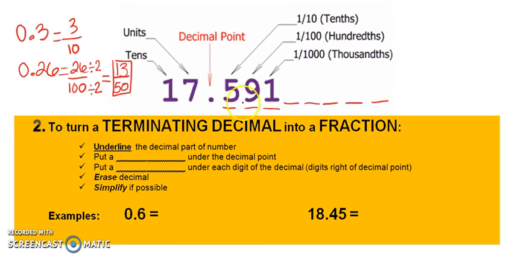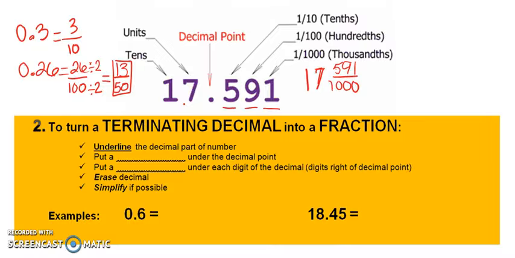Now let's go back to our original decimal number here, 17.591. We're going to write that as a fraction, or technically mixed number, since we've got 17 in the front. So we've got 17 wholes and 591 thousandths. 17 and 591 thousandths, just like the decimal number is written.